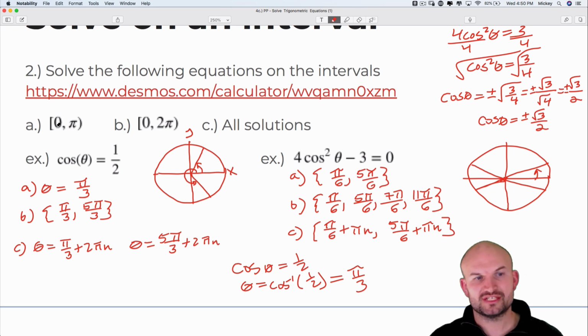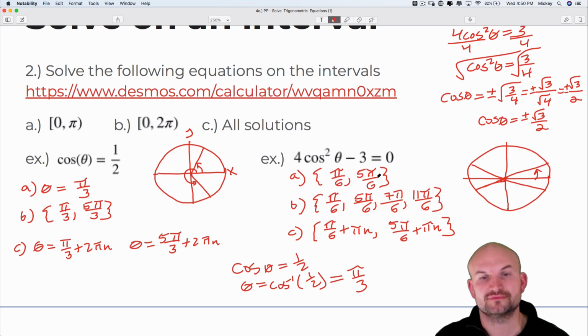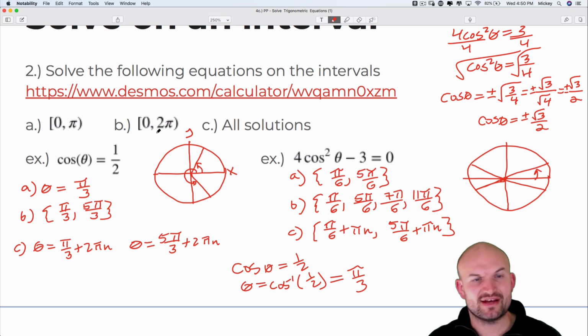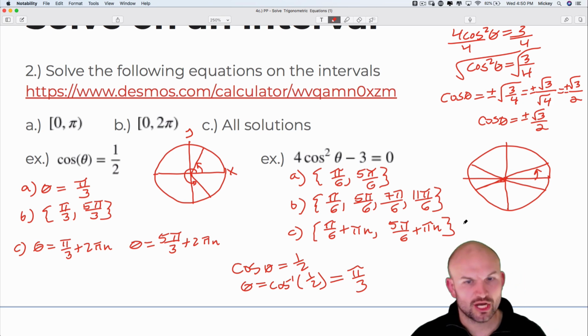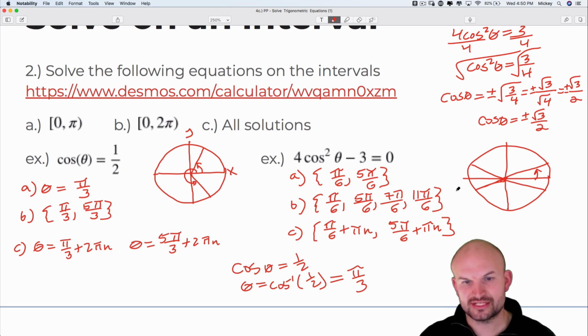So my first solution is find the angles between 0 and pi. Well, that's just going to be between 0 and pi. That's the first and the second quadrant. That's going to be pi over 6 and 5 pi over 6. As far as find the angles between 0 and 2 pi, that's basically everything that's visible on the unit circle. And so therefore that's going to be pi over 6, 5 pi over 6, 7 pi over 6, and 11 pi over 6.